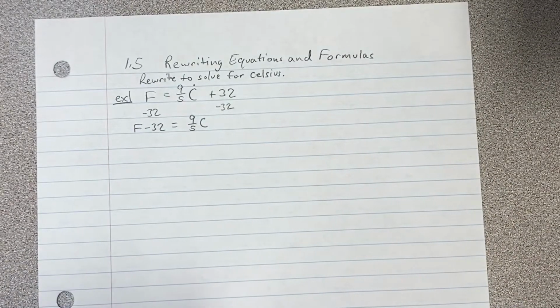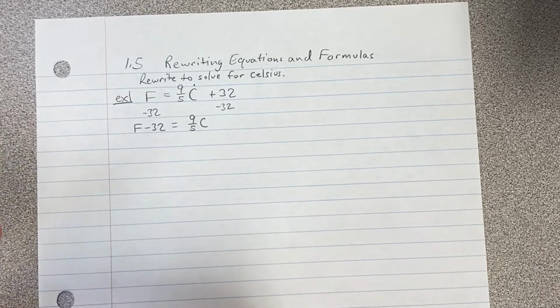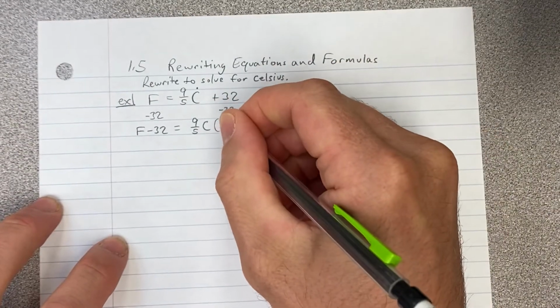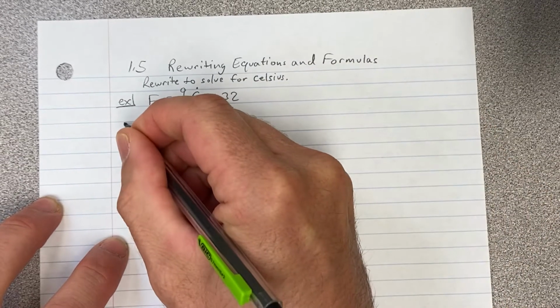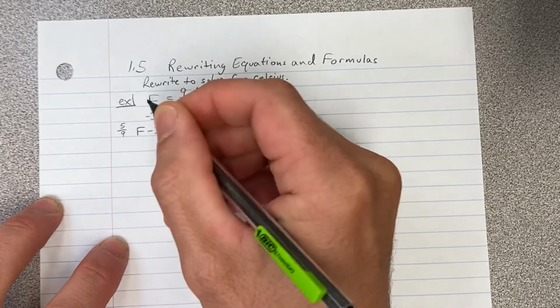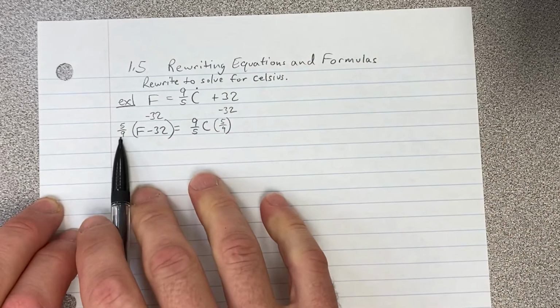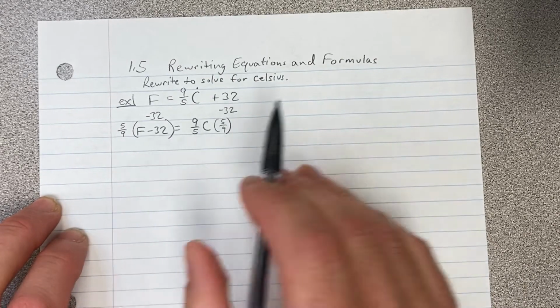And then to undo multiplying by 9/5, I suppose you could divide by 9/5, but I don't like that one bit. I would rather you multiply by the reciprocal to undo it. But what's interesting is when you multiply by the reciprocal to undo it, you're going to have to multiply this entire side by 5/9. You're going to have to distribute it.